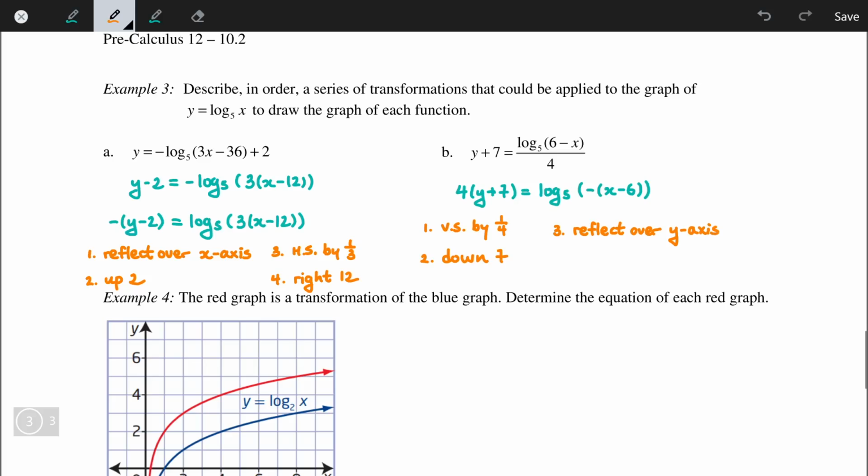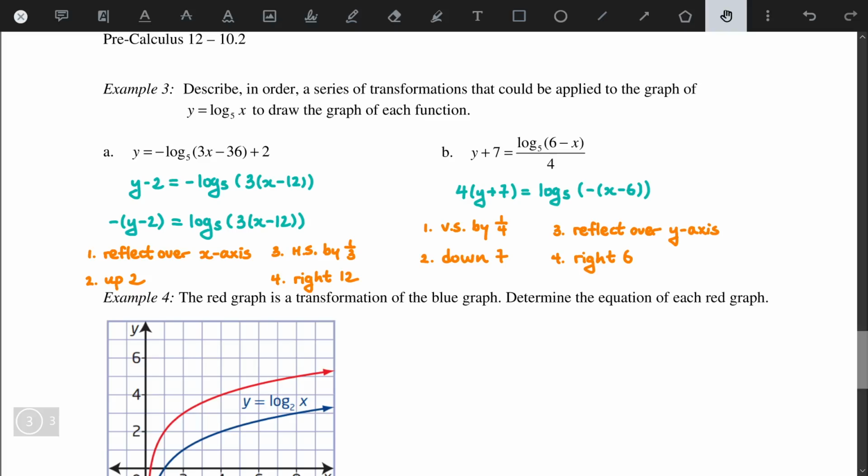Follow that up with a translation 6 spaces to the right. Okay. From there, we could use the table of values for y equals log base 5 of x, and then transform that table of values using the transformations listed, and we can graph the graphs just like we did in the previous 2 examples.